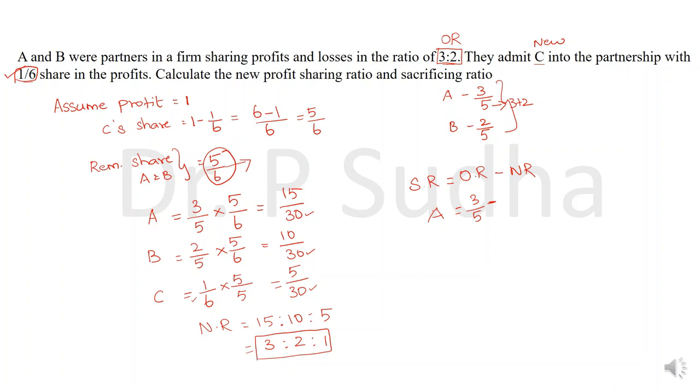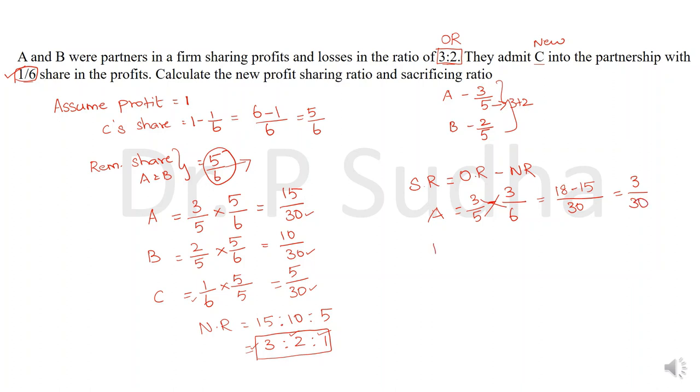So for A, the new ratio is 3 divided by 3 plus 2 plus 1. Look here, we have 3, 2, 1. So 3 plus 2, 5, 5 plus 1, 6. Okay. Now we have to take a common denominator. So we are cross multiplying. 6 threes are 18, 5 threes are 15, 6 into 5 will give you 30. 18 minus 15 will give you 3, so 3 by 30.